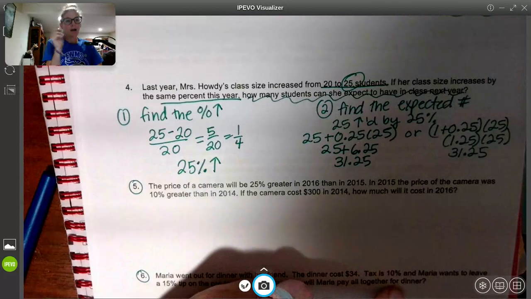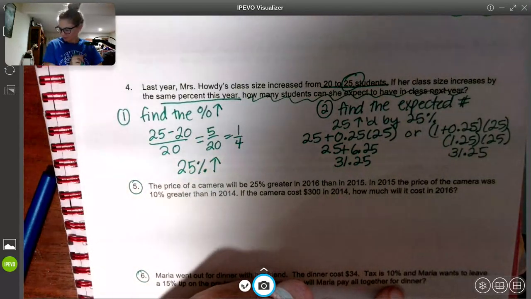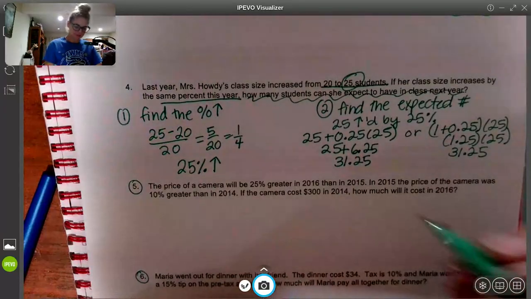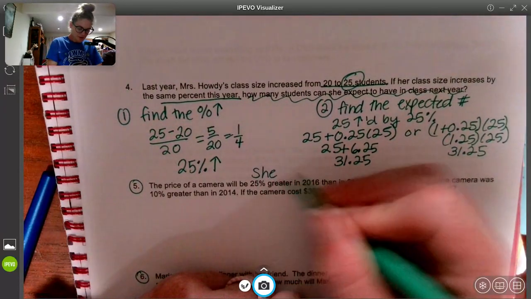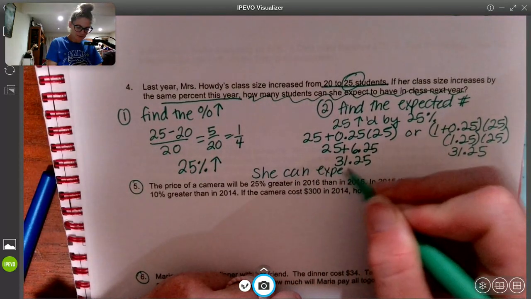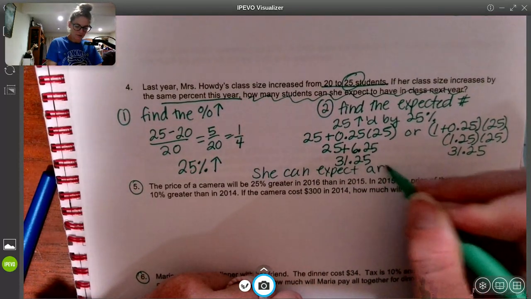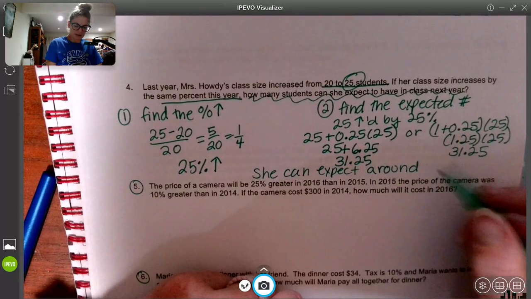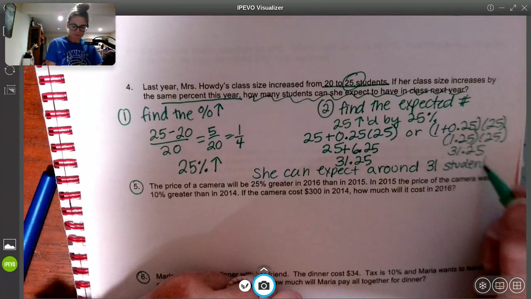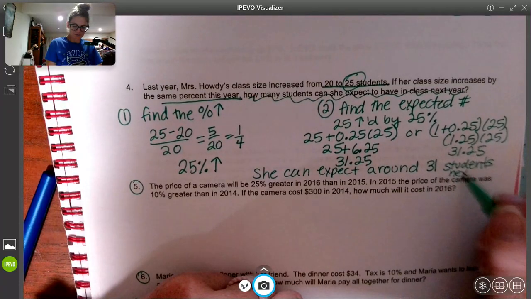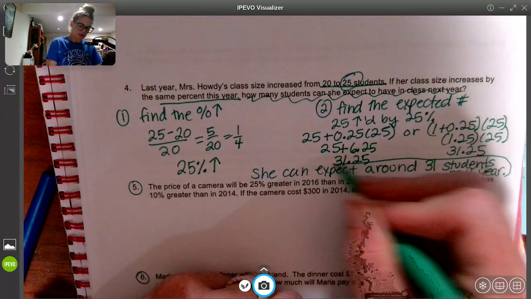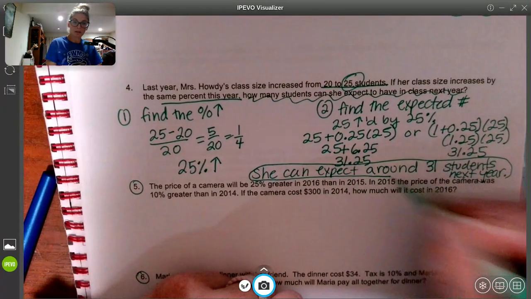However, can you have a quarter of a student? No, you cannot. You cannot have a quarter of a student. So how many students would she expect? She can expect around or about or approximately 31 students next year. I am rounding to the nearest student.